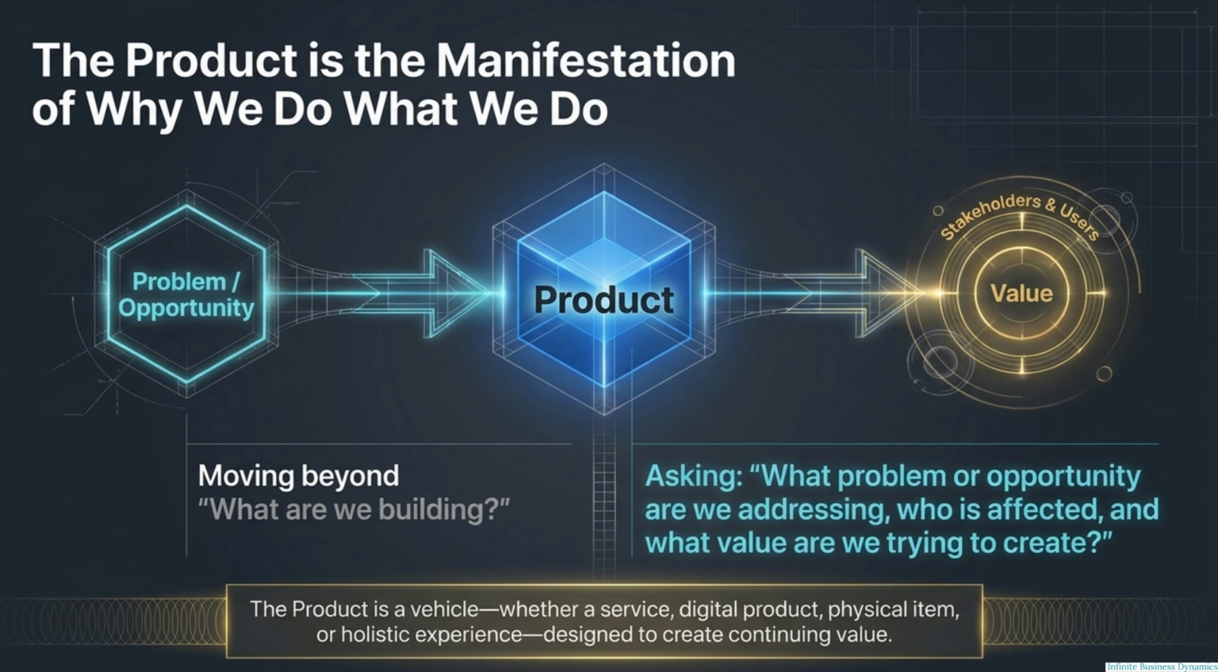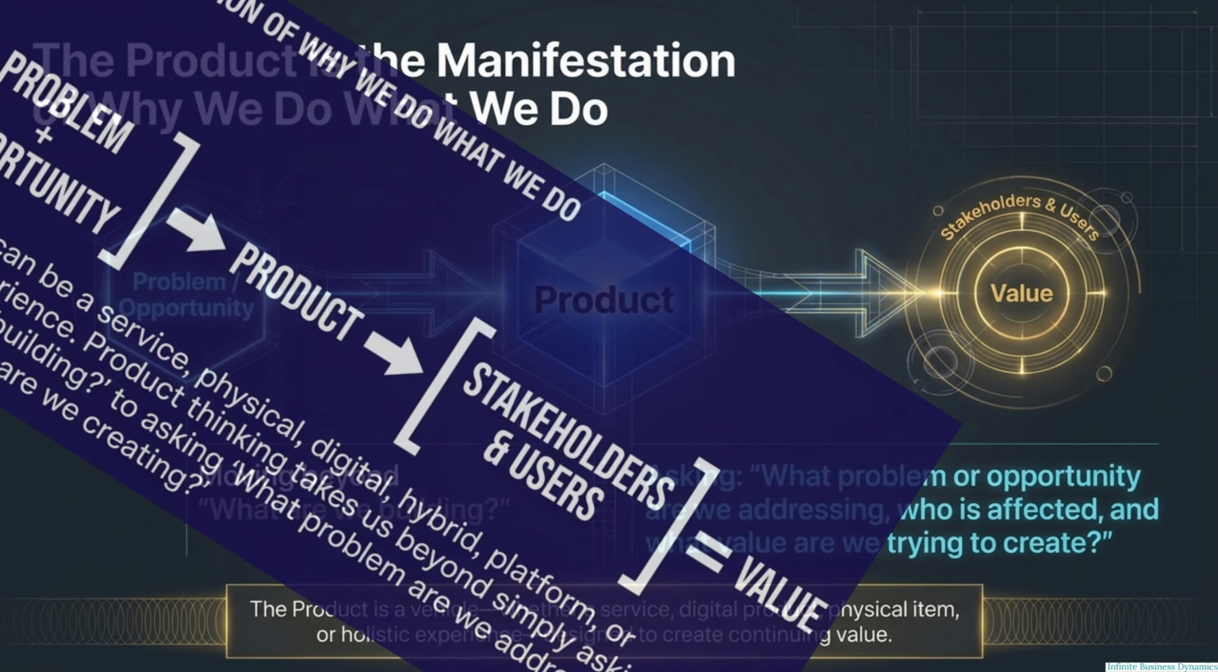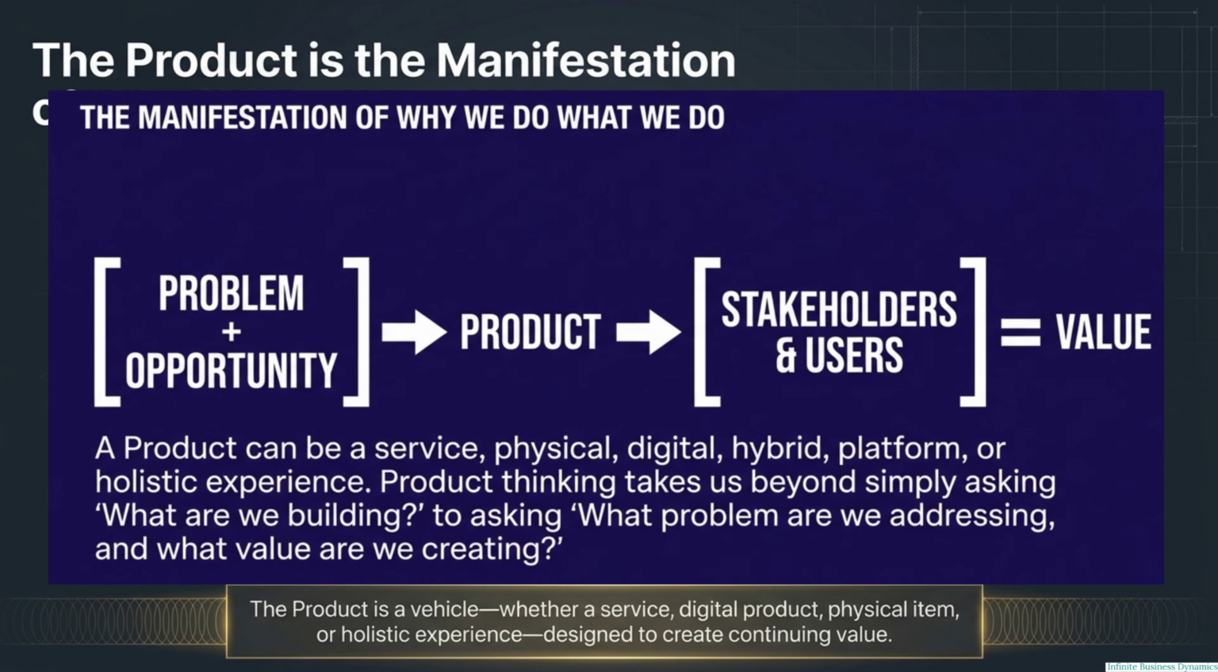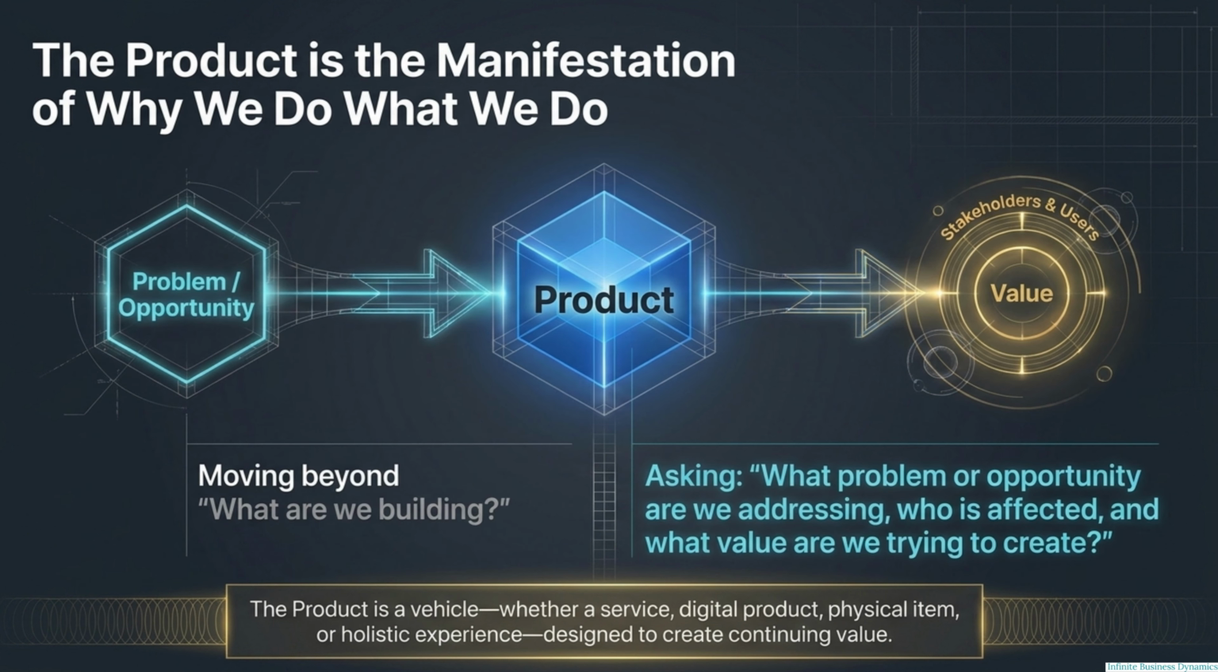Because, you see, the definition of a product itself has expanded. It's no longer just a physical item or a random piece of software. It is literally the manifestation of why we do what we do. It's a vehicle designed specifically to create continuing value. This pushes teams way past that outdated habit of simply asking, okay, what are we building today? To asking the truly vital question: what problem or opportunity are we actually addressing? Think about a banking app. It isn't just lines of code, it's a vehicle for users' financial security.